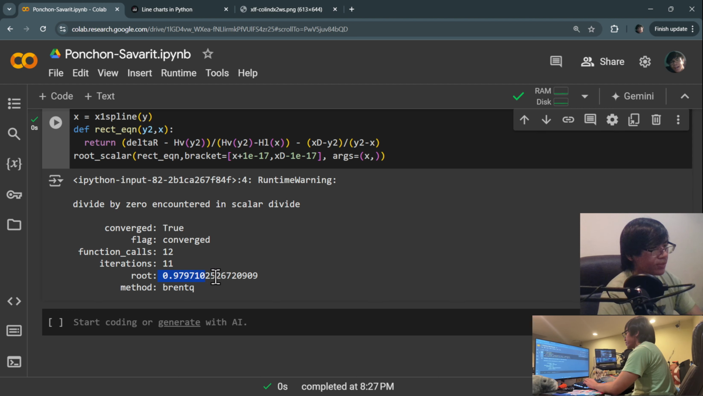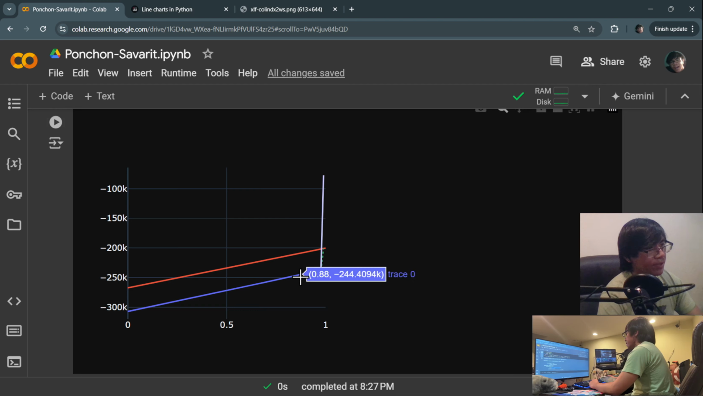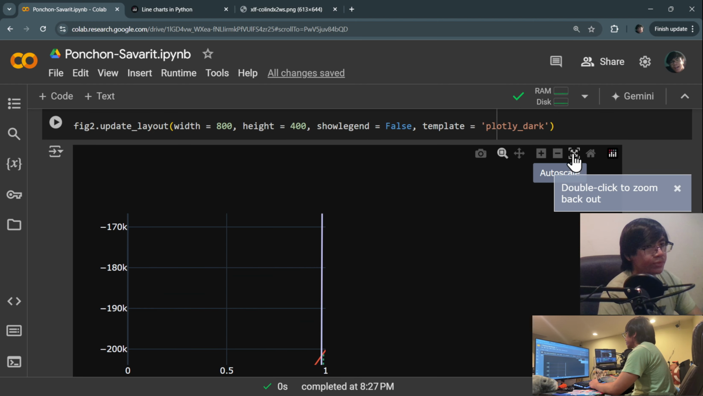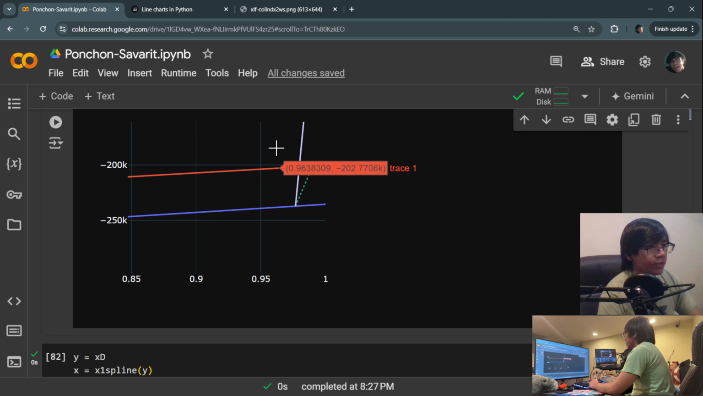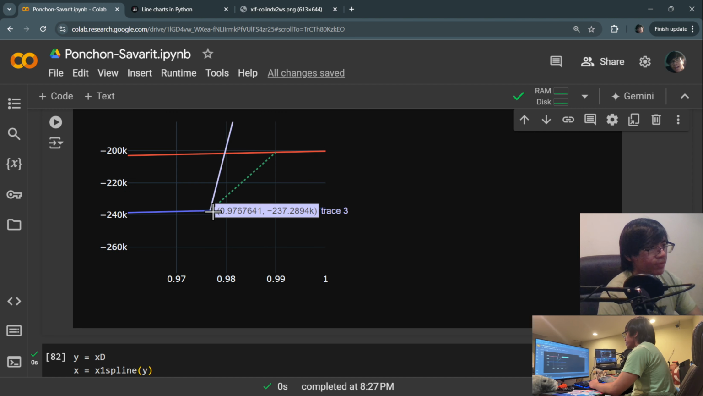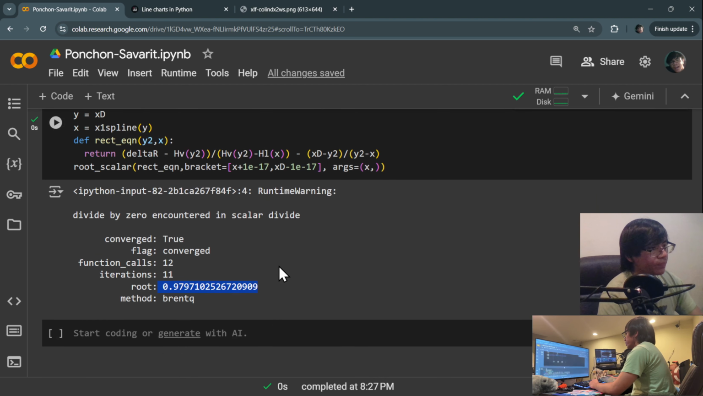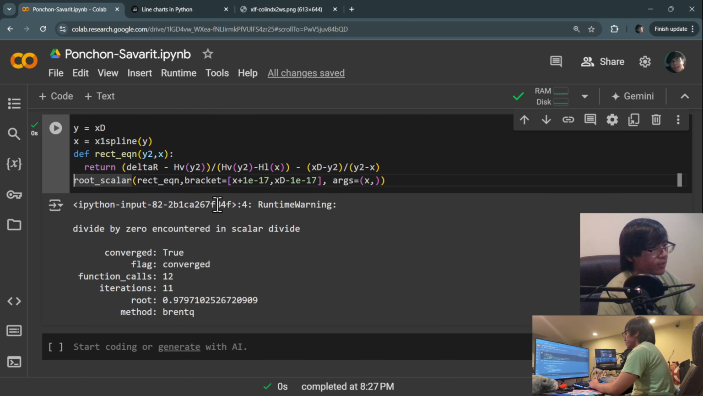Okay, so now this is our new y2. So notice this is 979. If we look down here, see if it actually lies between 979. Yeah, it's actually in between here. So somewhere here, like right there, maybe. Okay, let's graph that. So this will be our y2.